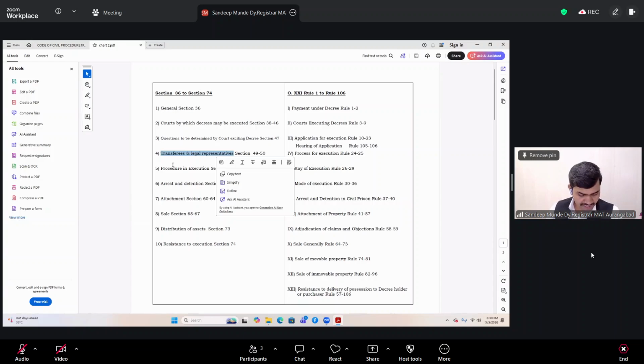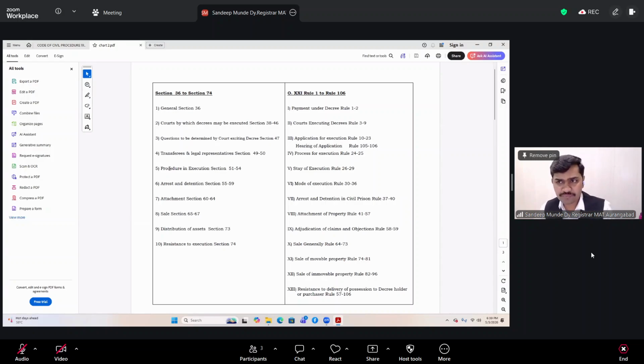So, where a judgment debtor dies before the decree has been fully satisfied, the holder of the decree may apply to the court which passed it to execute the same against the legal representatives, and the legal representatives of the judgment debtor are liable to satisfy the decree only to the extent of what they have got from the earlier judgment debtor.